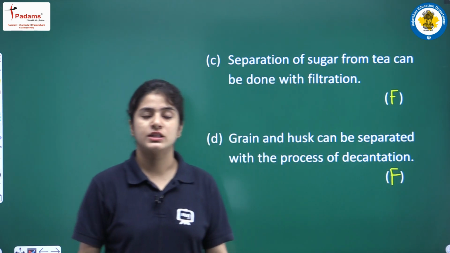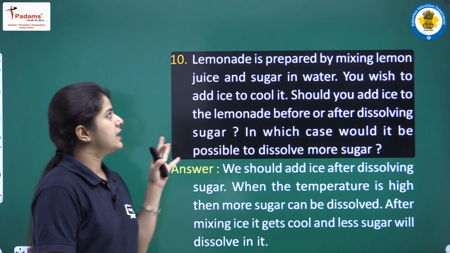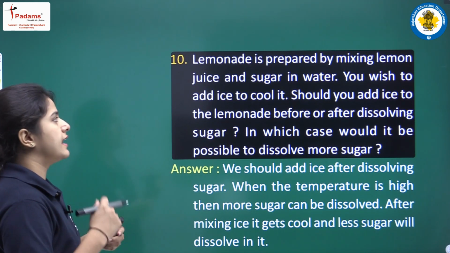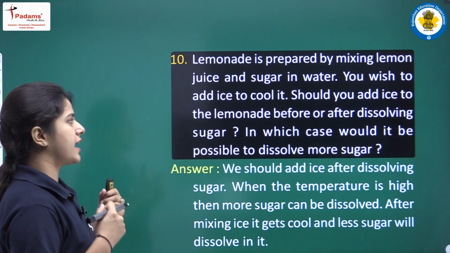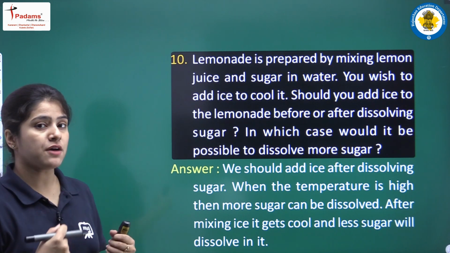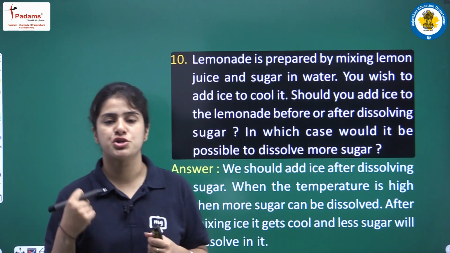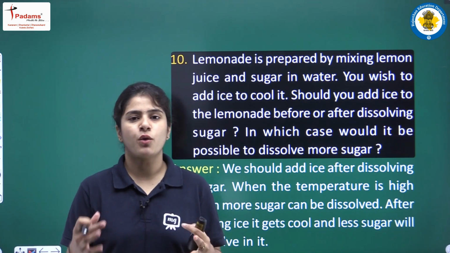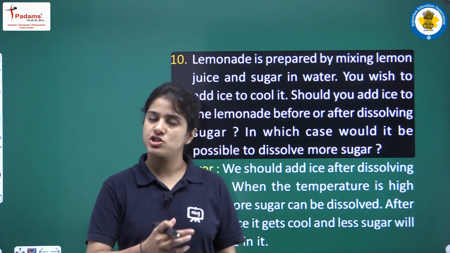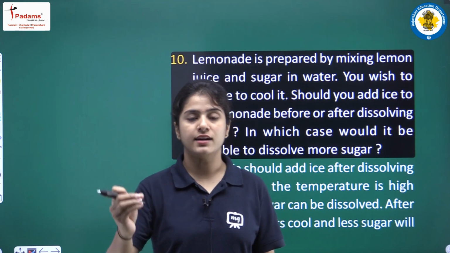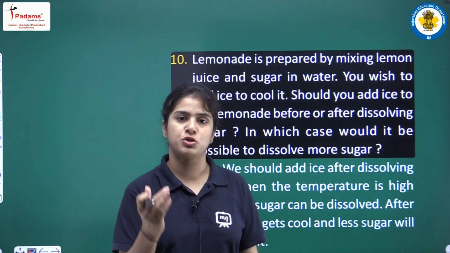Okay students, so these were the true or false questions. Now we'll discuss the last question of our chapter. Lemonade is prepared by mixing lemon juice and sugar in water. You wish to add ice to cool it. Should you add ice to the lemonade before or after dissolving the sugar? In which case would it be possible to dissolve more sugar? You want to make the lemonade with lemon, sugar, ice and water. The question is asking whether you should add ice before dissolving sugar or after dissolving sugar, or in what case you can dissolve more sugar.